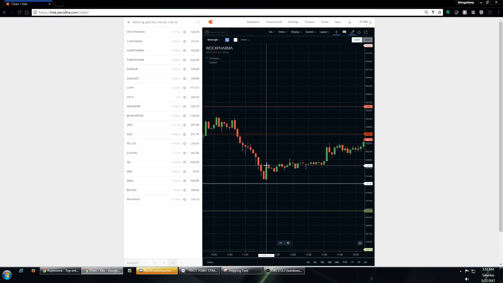Okay, and we see that this bounce back sustains itself. So this is a confirmation that you can go long now. This is the second trade that you are going to make on the same script. You go long from here.